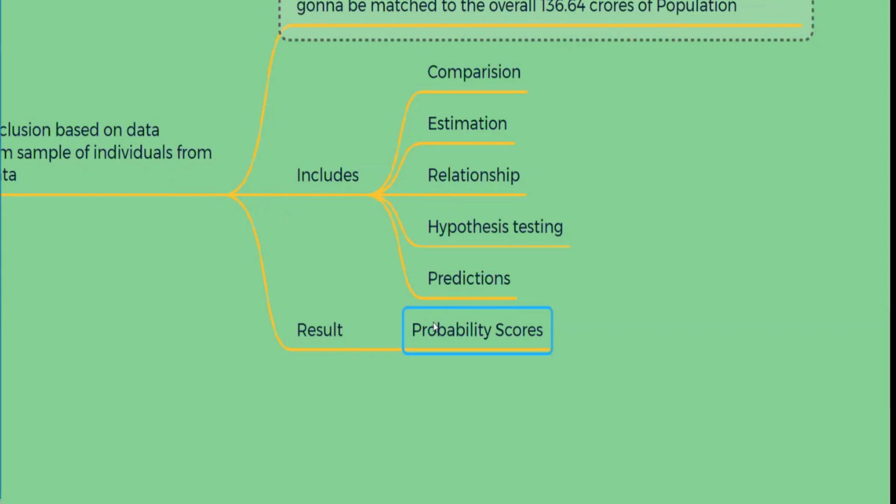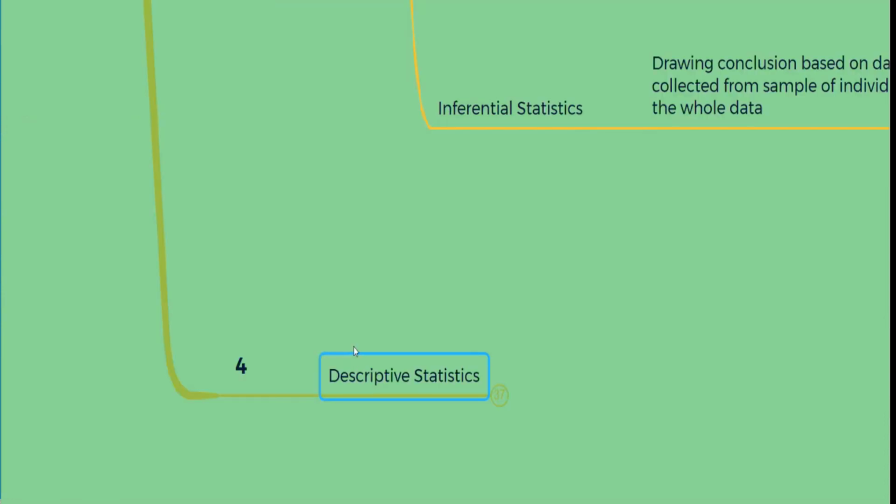So we cannot say an accurate answer, but we can say there is this much percentage of possibility that our prediction may occur. Already we have predicted something, and we are saying there is a 90% possibility, or only a 50% possibility, to occur or not to occur. So those kinds of results can be derived from inferential statistics. Okay, so we will see descriptive statistics in more detail with some examples.